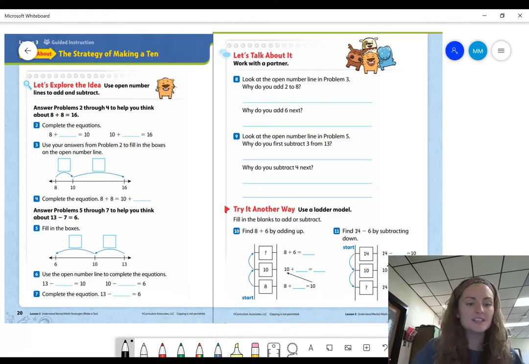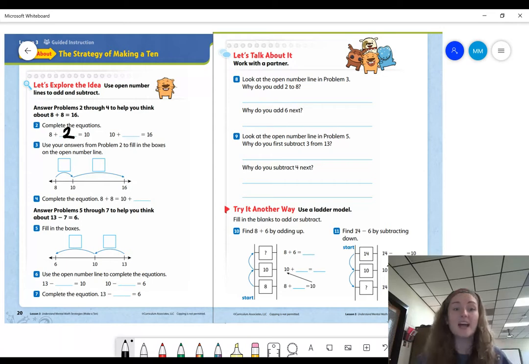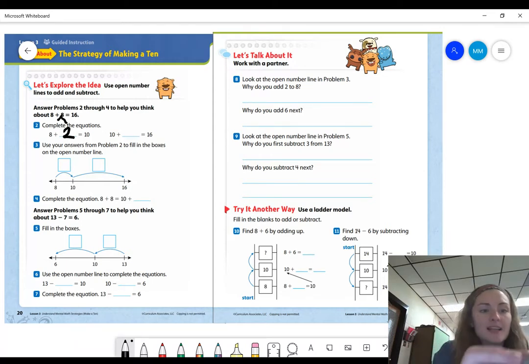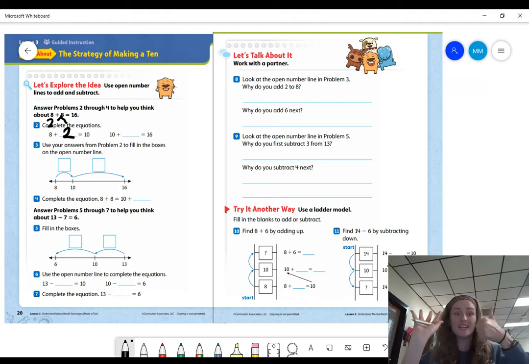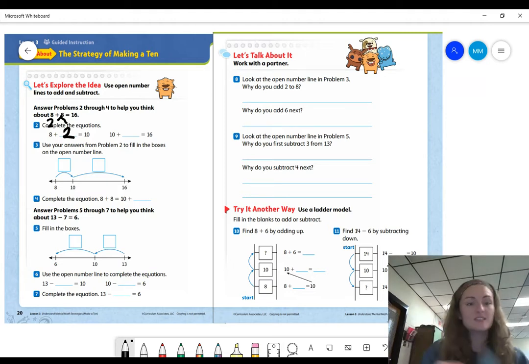I added 2. Now I'm not done, okay? So it wants us to bust up the second part, and it looks like 2. What am I going to add to 10 to make 16? 10, 11, 12, 13, 14, 15, 16. So 10 plus 6 equals 16.